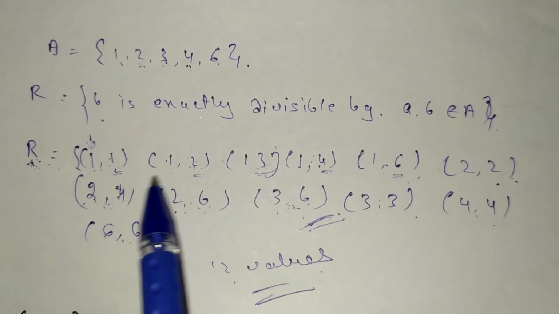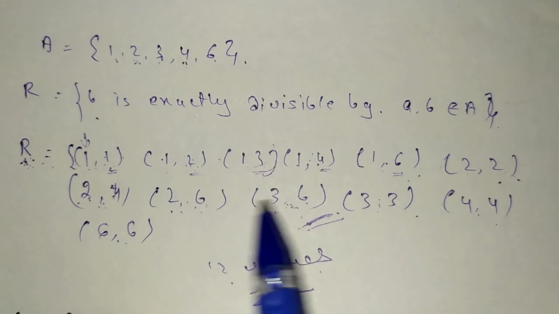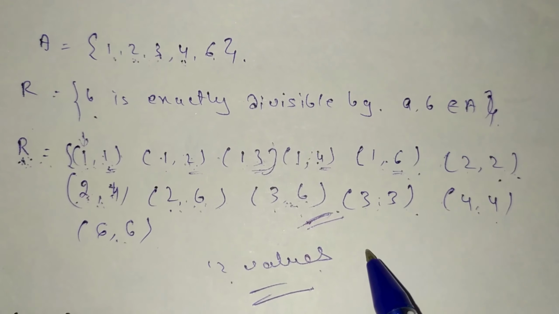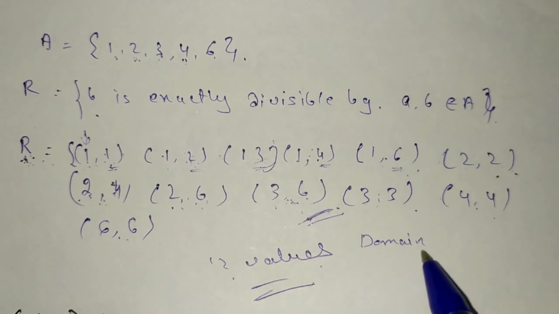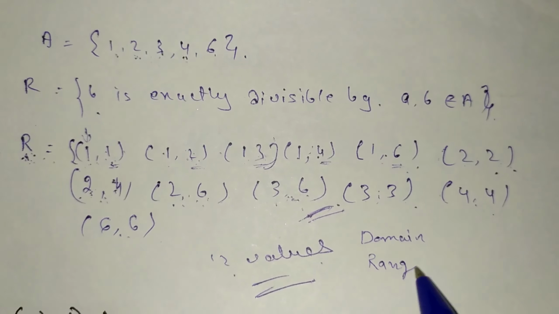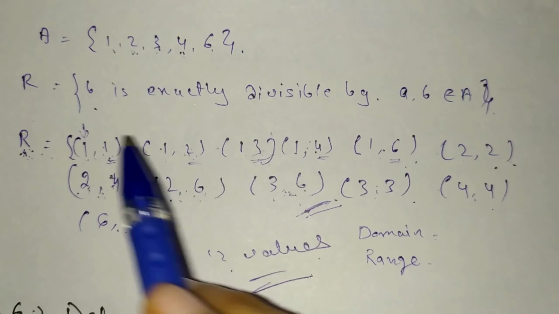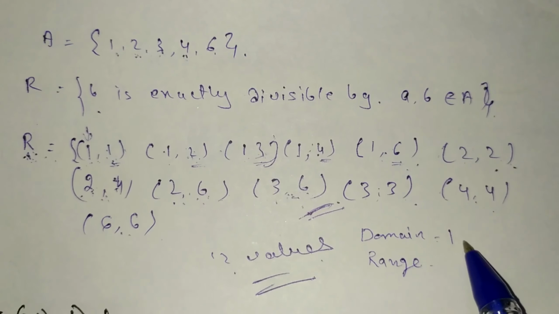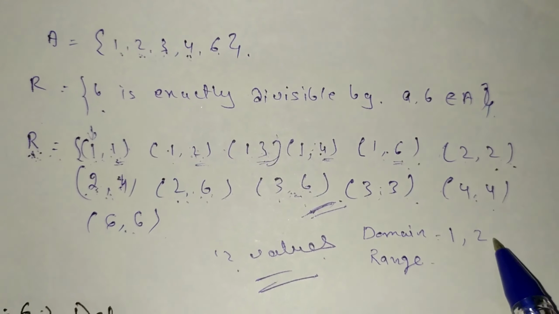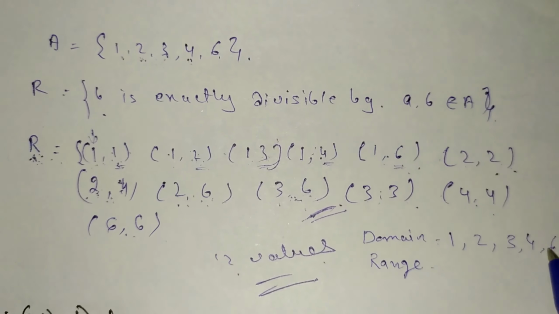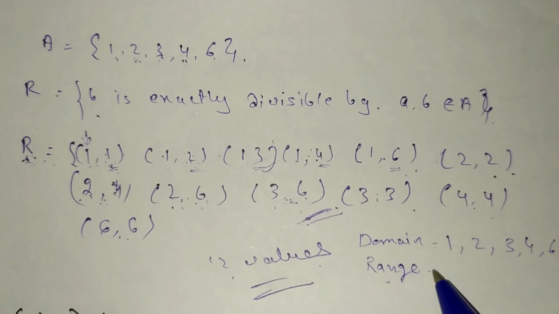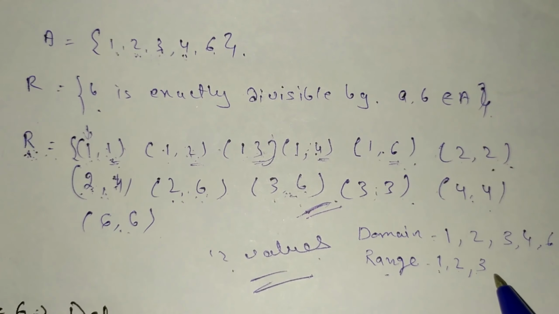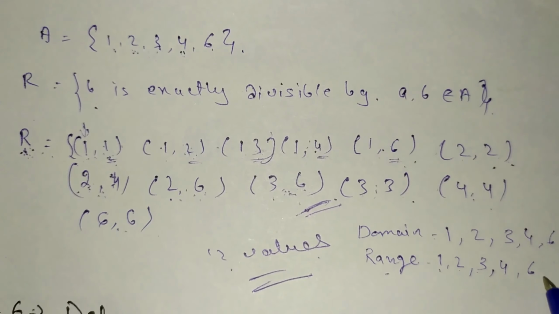Now what is domain and what is range in this case? We know the first values of any relation are called the domain and the second values of any relation are called the range. So here the domain is 1, 2, 3, 4 and 6, and the range is 1, 2, 3, 4, 6.